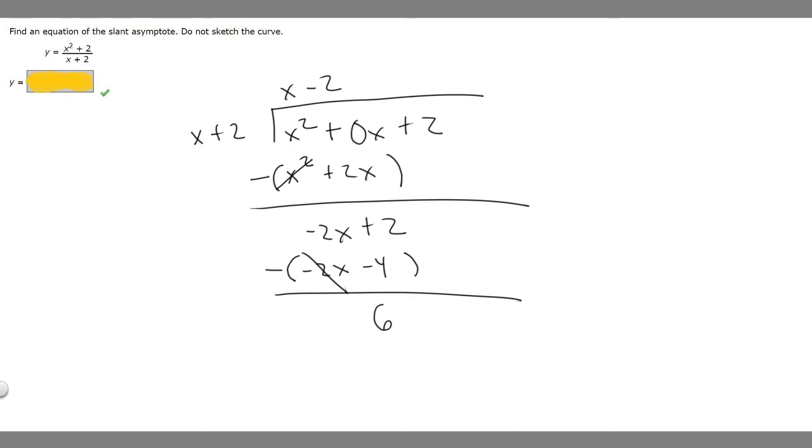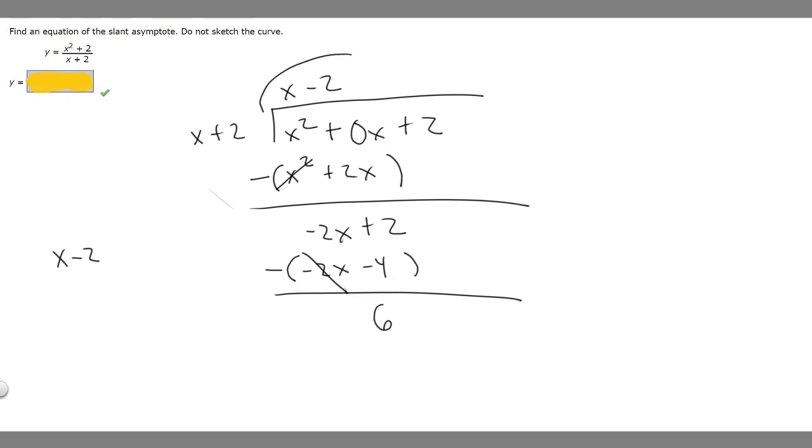So now that we got this, let's just keep going. But in this case, you'll realize that x does not go into 6. So basically now we have a remainder. And so 6 is going to be our remainder because we can't solve any further. So the answer to this is going to be x minus 2. If you were just solving this, there would be a remainder. But when you find the slant asymptote, the remainder doesn't matter. So whatever you have on top, just don't include your remainder.